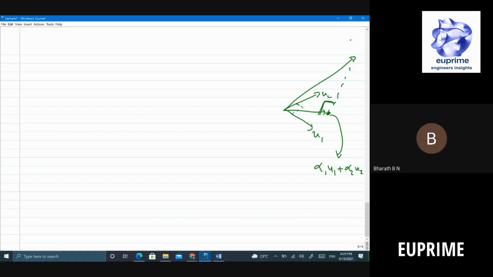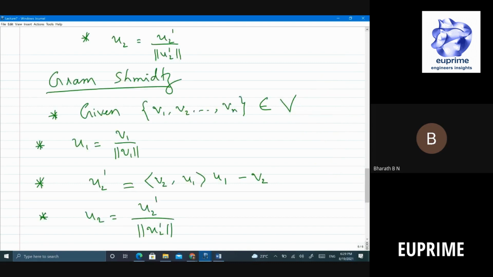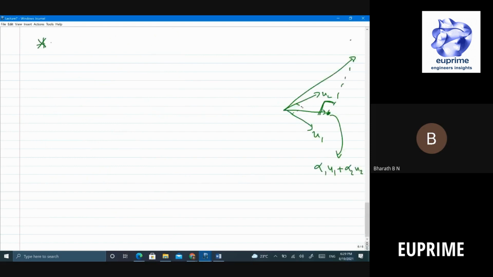Think of it as a black box. I'll call it, and it will project the vector for me. Okay, now what do I do? I have u1, u2. I take v3. What do I do? I project v3 onto v1, v2, some span, some linear combination of these.